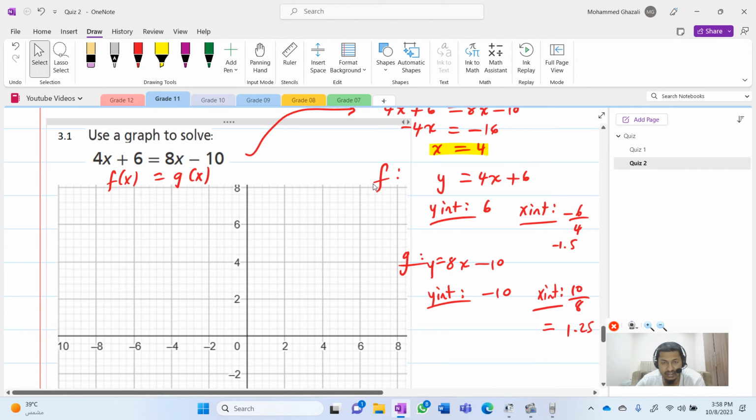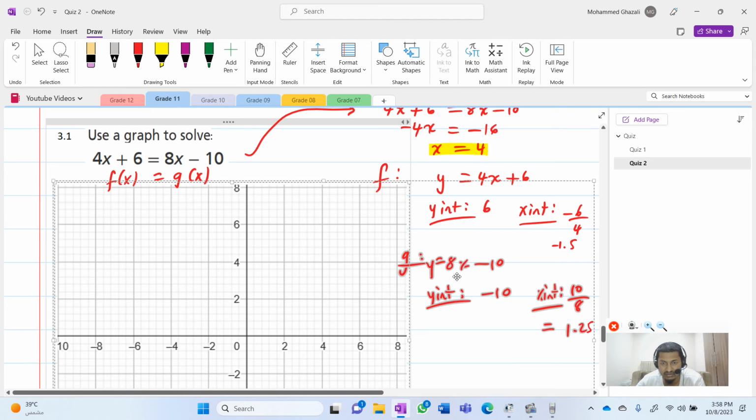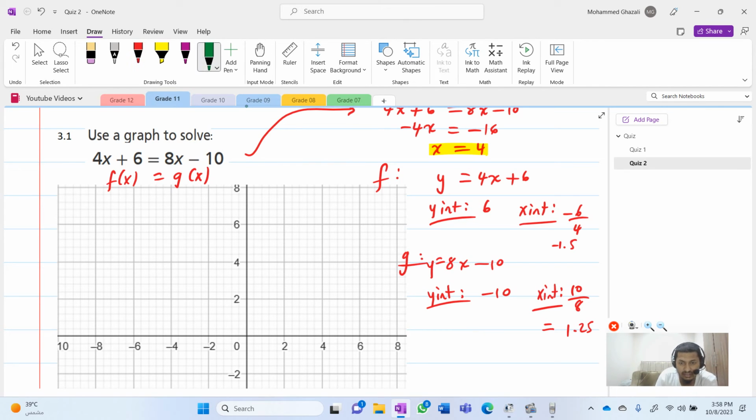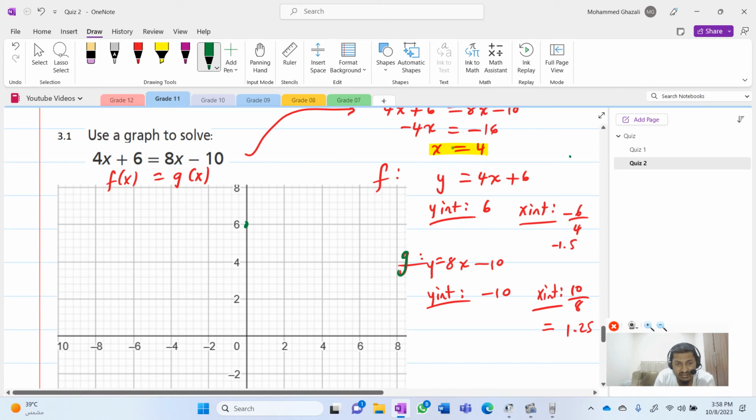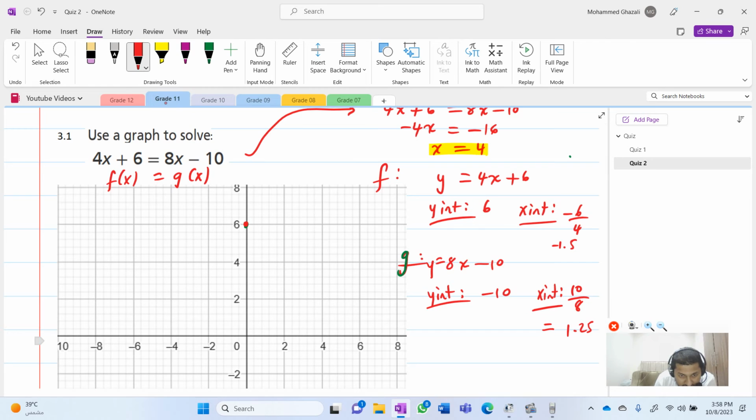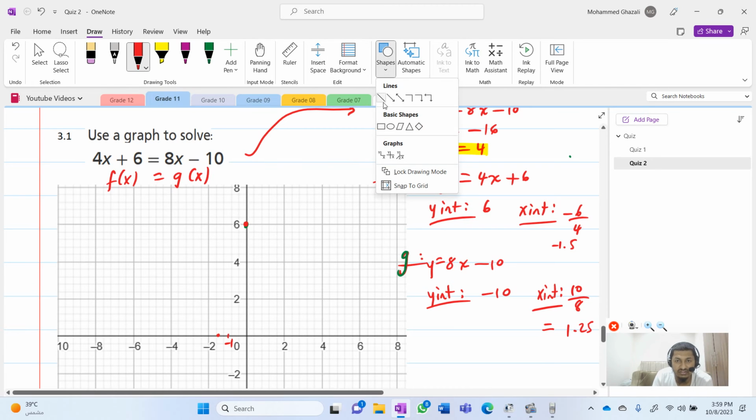Now plotting these graphs, let's do it in different colors. Let's do the F graph in red and the G graph in green. The y-intercept is 6 and the x-intercept is negative 1.5. Negative 1.5 should be somewhere halfway in between negative 1 and negative 2, as an estimation. So we will sketch this graph here.